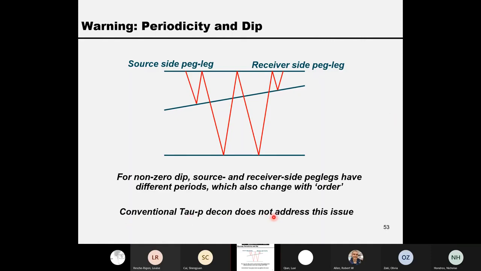Conventional tau P deconvolution does not address the steeply dipping events, and in the next stage, the parabolic Radon transform will deal with this.